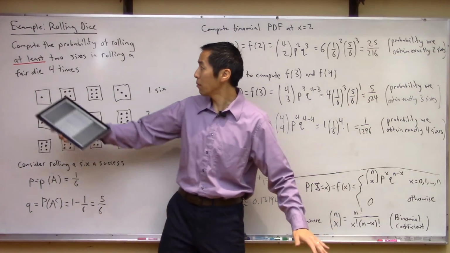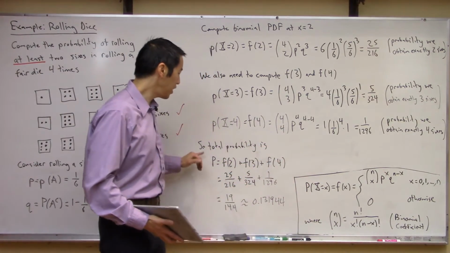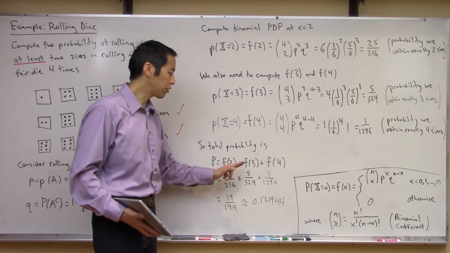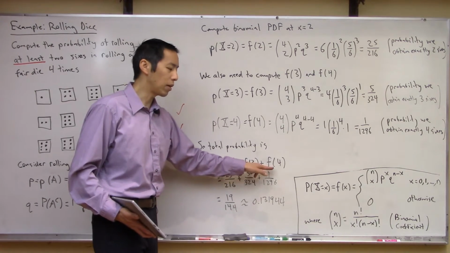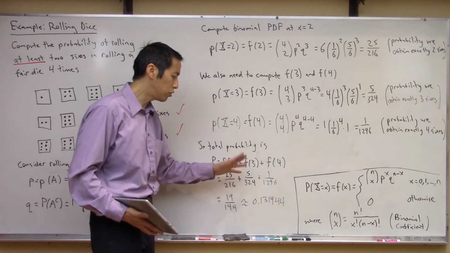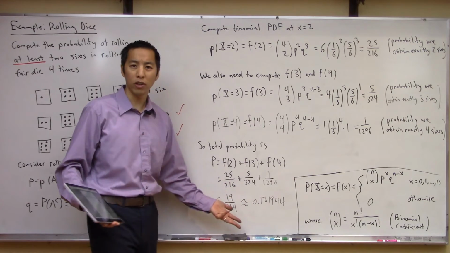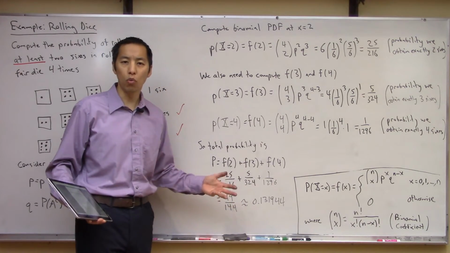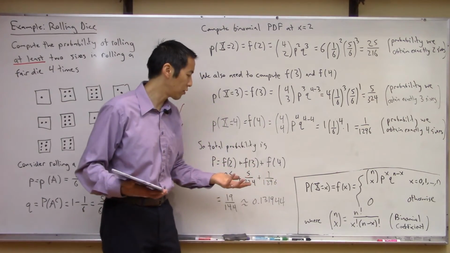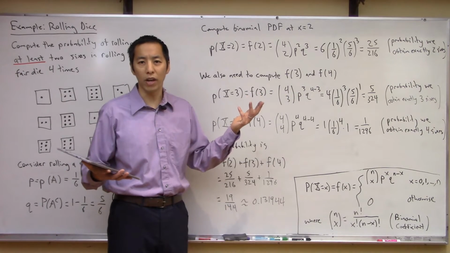But because the problem statement says I need to find at least 2 sixes, I need to look at the total probability: the probability that I get 2, plus the probability that I get 3, plus the probability that I get all 4 sixes. So I need to add up all of these probabilities, right? If you do that, you come up with this number, which is about 13.2% that you win this game, where you have to roll at least 2 sixes to be considered a complete win.